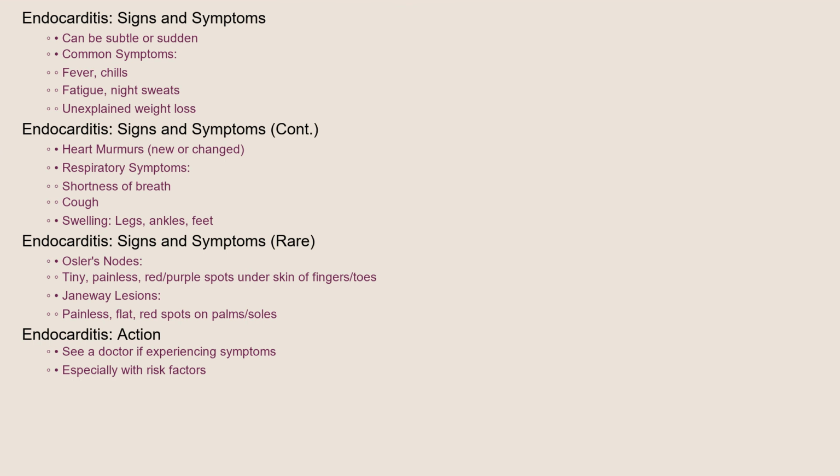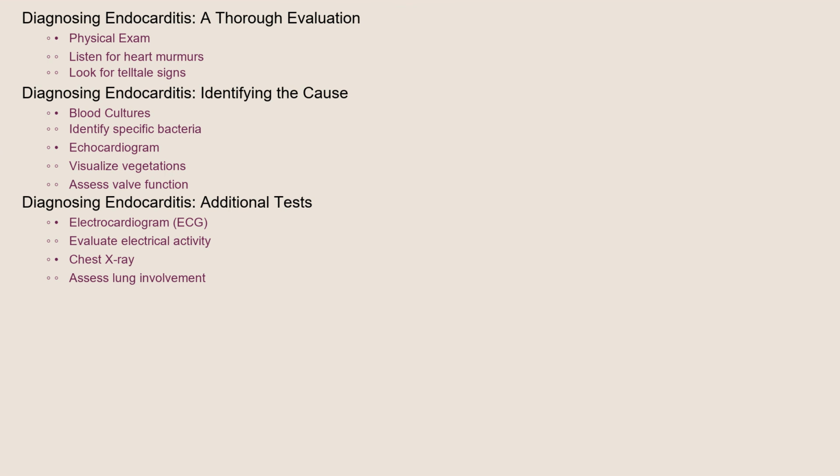The signs and symptoms of endocarditis can be subtle and develop gradually over time, or they can appear suddenly and severely. Common symptoms include fever, chills, fatigue, night sweats, and unexplained weight loss. Heart murmurs, new or changed, are a key indicator. You might also experience shortness of breath, cough, or swelling in your legs, ankles, or feet. Less common but significant signs include tiny, painless, red or purple spots under the skin of the fingers or toes, known as Osler's nodes, and painless, flat, red spots on the palms or soles, called Janeway lesions. It's vital to see a doctor if you experience any of these symptoms, particularly if you have risk factors for endocarditis.